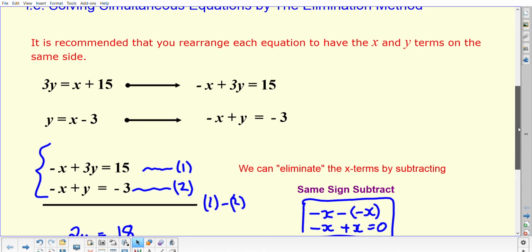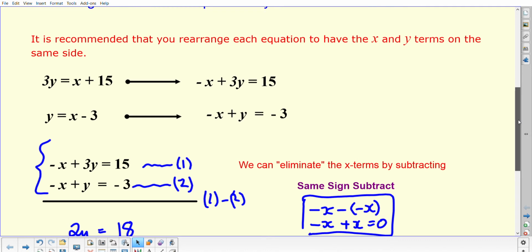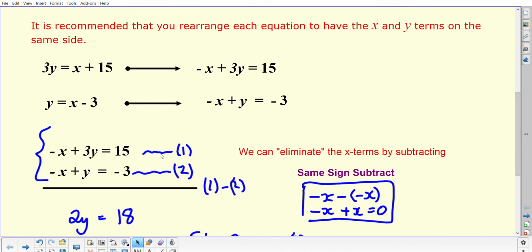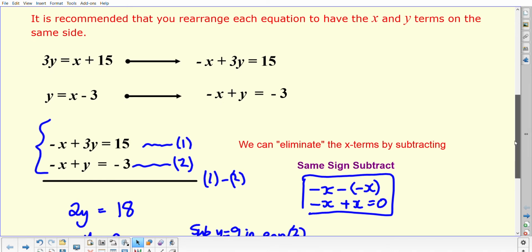That means we're getting rid of either the x's or the y's. Here, because the x's have both got the same signs, the technique you should use is to subtract. It's also a good technique to number your equations and state at the side whether you're adding or subtracting them. That's good communication. Negative x take away negative x is the same thing as negative x plus x, which of course is 0. So we've eliminated the x's by subtracting these equations.